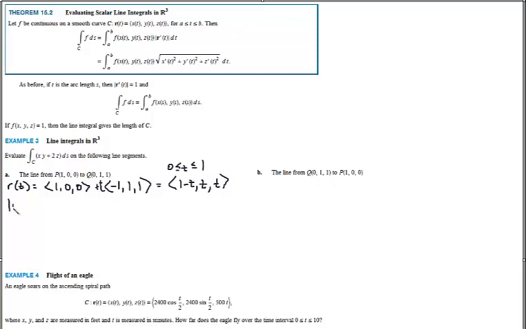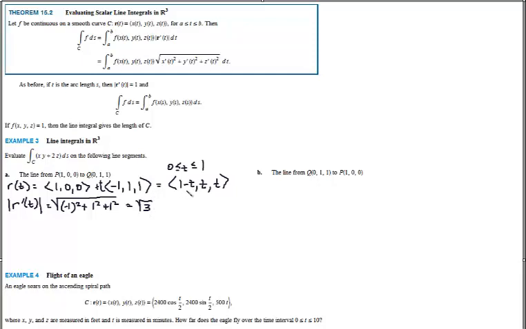Now I need to find the magnitude of r prime, so I will find the derivatives, quantity squared. So this is -1 quantity squared plus 1 squared plus 1 squared. This then gives square root of 3.